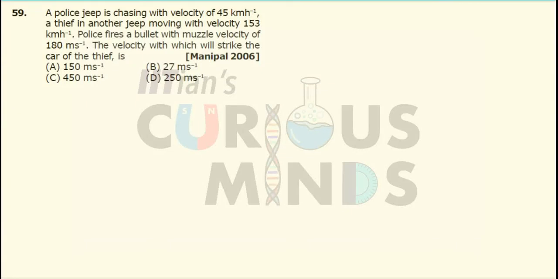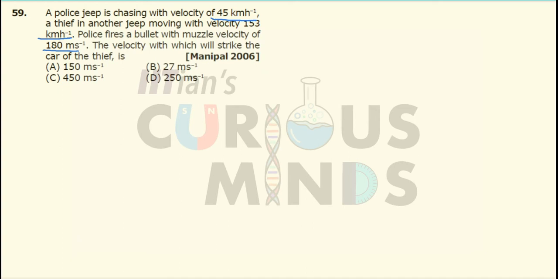A police jeep is chasing with a velocity of 45 km per hour. A thief in another jeep is moving with a velocity of 153 km per hour. The police fire a bullet with a muzzle velocity of 180 meter per second. The velocity with which that bullet strikes the car of the thief will be equal to?